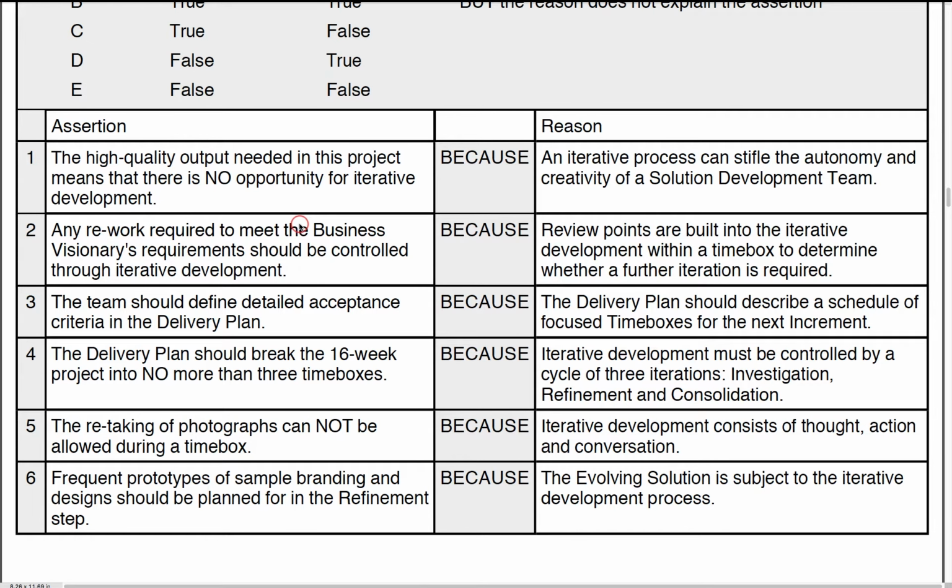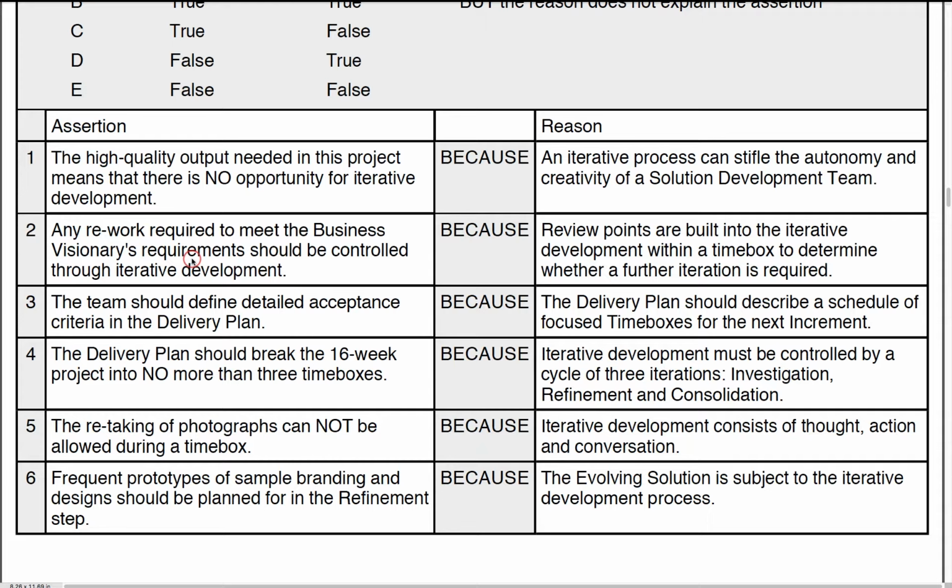So first of all, the high quality output needed in this project means there's no room for iterative development. Well, of course, this is absolutely a false statement. There's always room where we decided we need to iterate, evolve the solution. Then there is room for iterative development. The high quality output just means we need to concentrate on the actual solution itself and make sure we plan the time box accordingly.